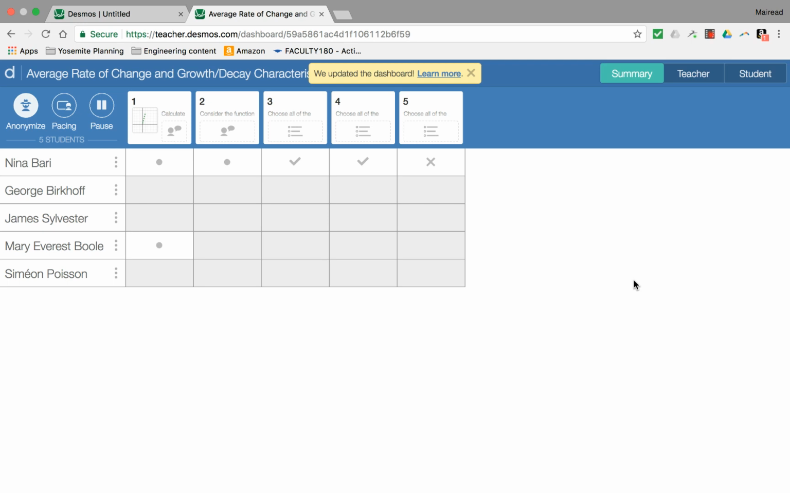Hi, everyone. So I'm taking a look at the average rate of change, growth and decay characteristics, Desmos activity that I asked you guys to do after you finished the paper activity to double check that you were understanding everything.